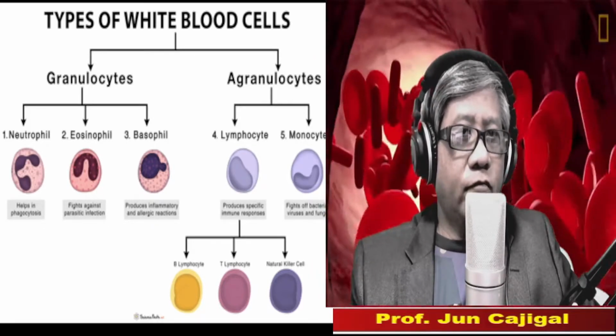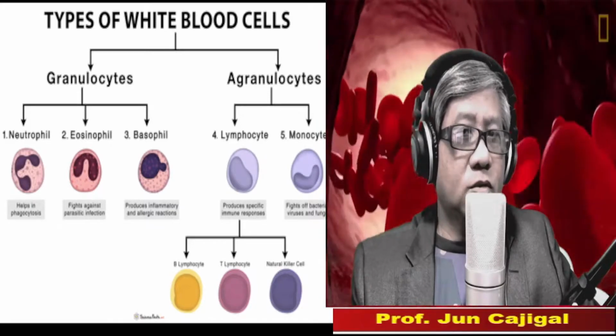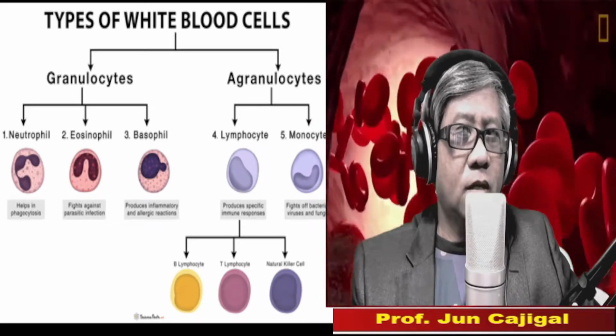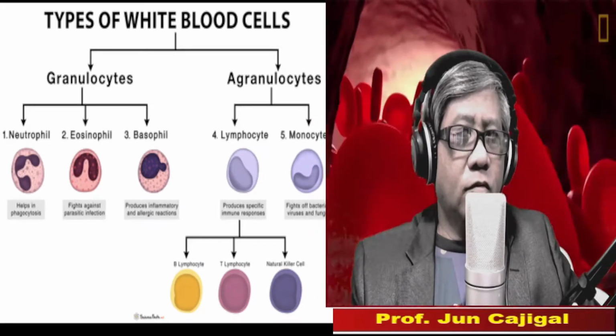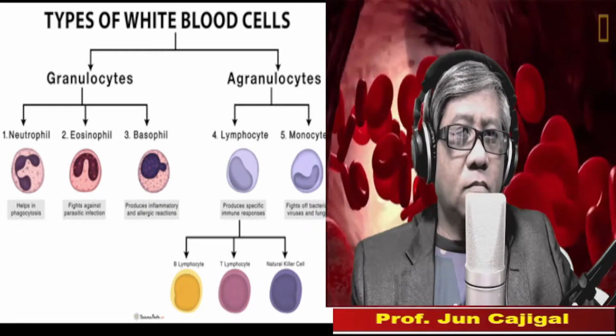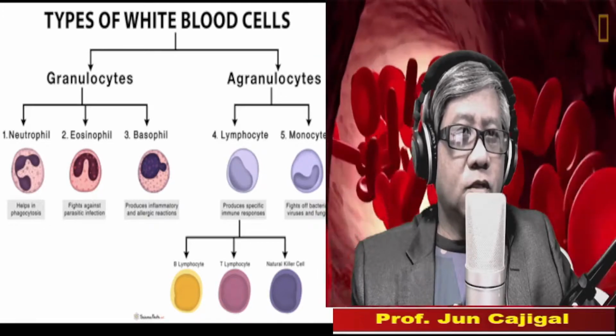And they engulf bacteria found in the extracellular matrix through phagocytosis, or what we call cellular eating. And they account for 40 to 75% of the total white blood cells. Then we have the eosinophils.